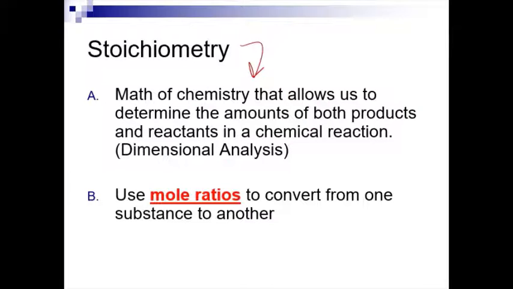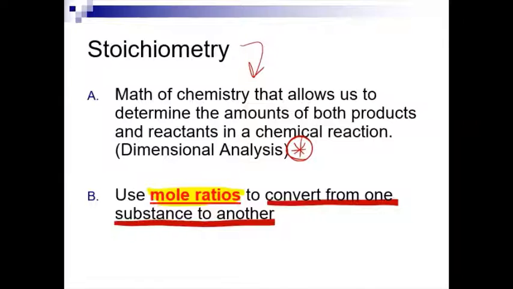So stoichiometry is the math of chemistry that allows us to determine the amounts of both products and reactants in a chemical reaction. We'll be using dimensional analysis. You need to do it exactly like I show you. Specifically, we'll be using the mole ratios. The mole ratios are actually the things that convert one substance to another because we know the relationship. For example, 1 is to 2 as 2 is to 4. It gives us a relationship.